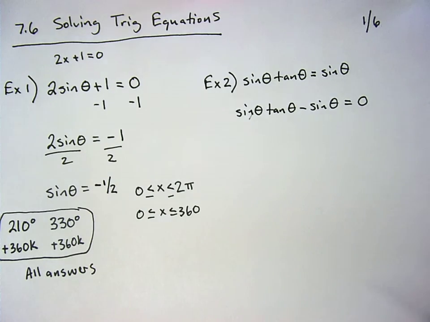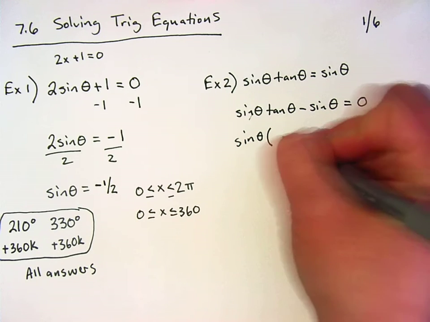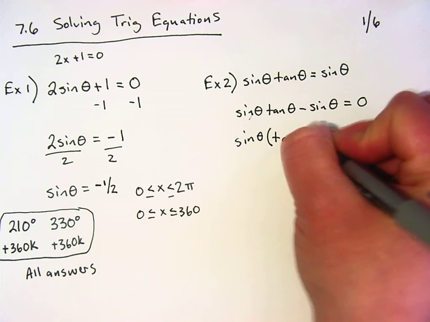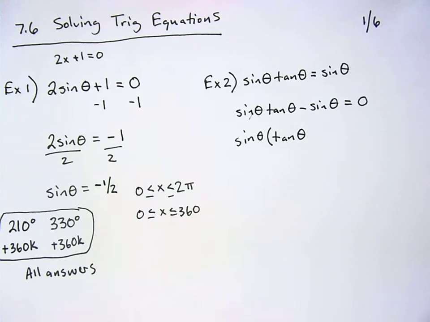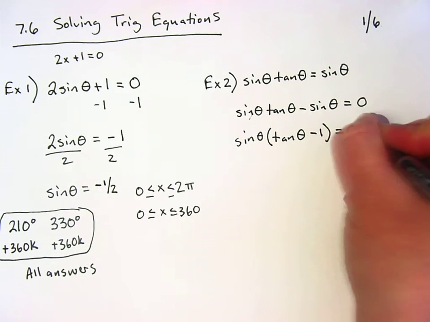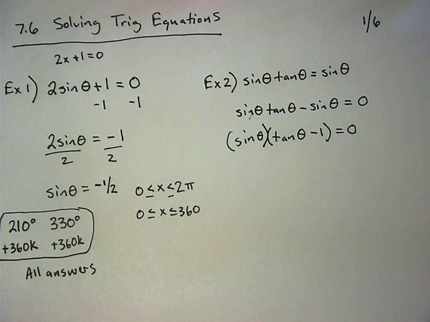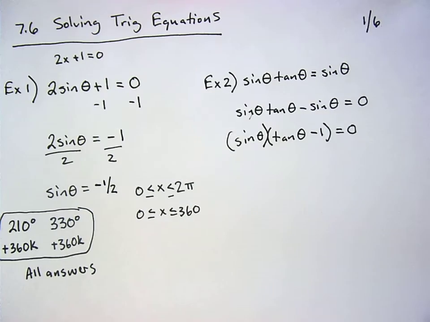Sine of theta's in both. On the first one, we're left with tangent after we take it out. What are we left with on the second one? -1. Do you guys remember what we would do when we were factoring and solving equations and we had two factors and it said equal 0?